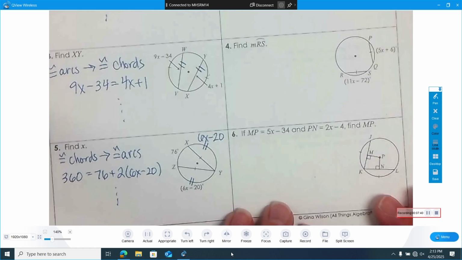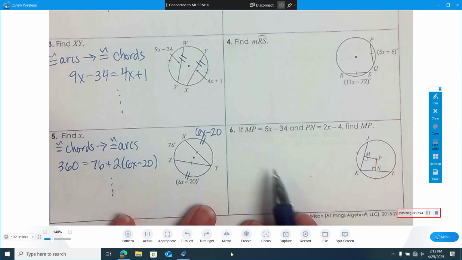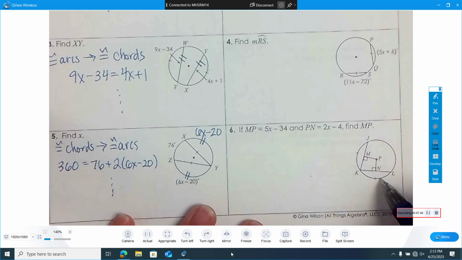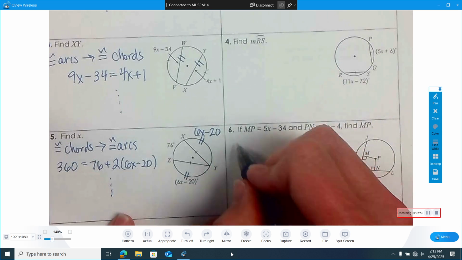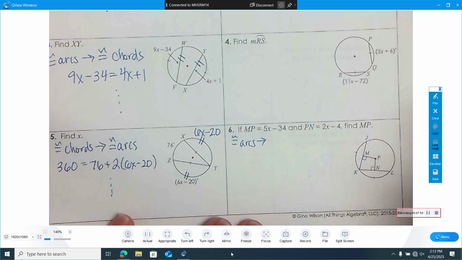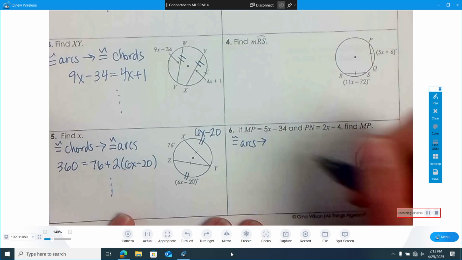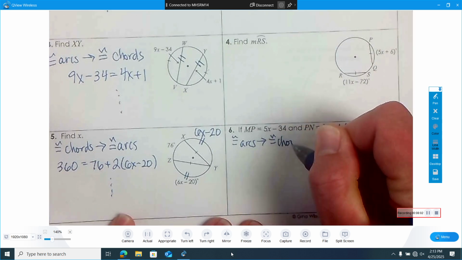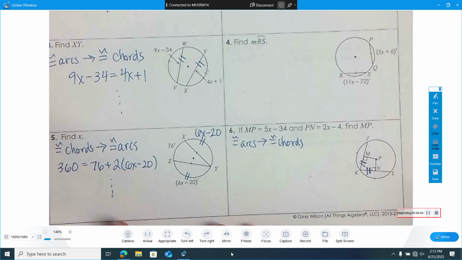Fantastic. Here, let's look at number 6, and then we're going to turn the page. Let's look at our picture. What is congruent in our picture here? The arc. All right, so we have congruent arcs, and if we have congruent arcs, what does that mean? Congruent chords. So my chords here are congruent. Now, if the chords are congruent, what else must be congruent?